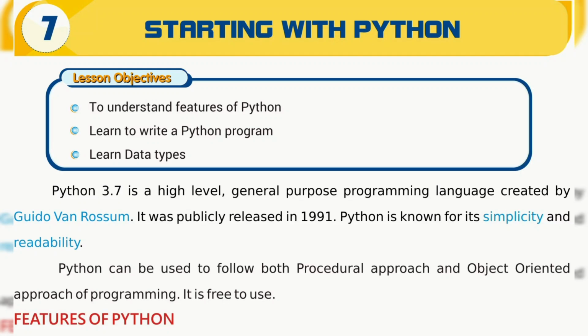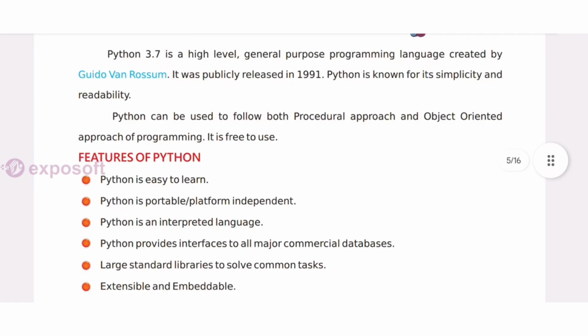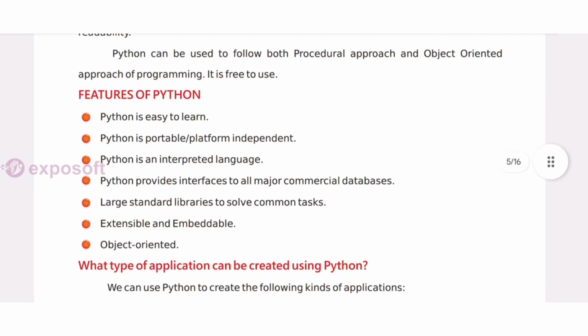Starting with Python. In this chapter, we will learn the features of Python, learn to write a Python program and learn data types. Python is a high-level general-purpose programming language created by Guido van Rossum. It can be used to follow both procedural approach and object-oriented approach of programming.